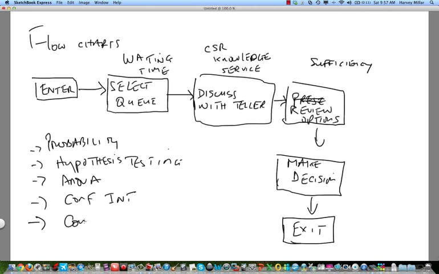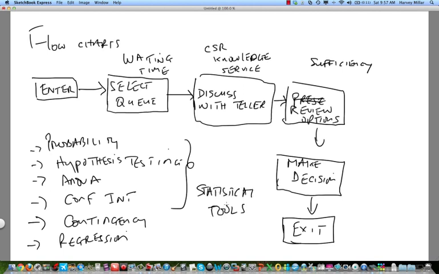You could do contingency tables as well, to look for a relationship between categorical variables. You could do regression. So all of these statistical tools can be used to assist you in operations consulting. And there are many, many other tools that I mentioned earlier.